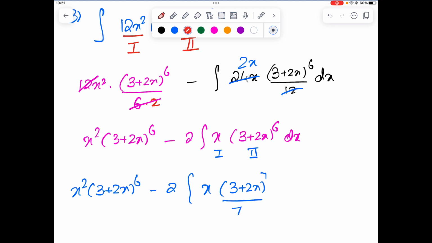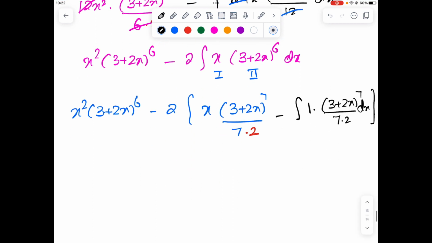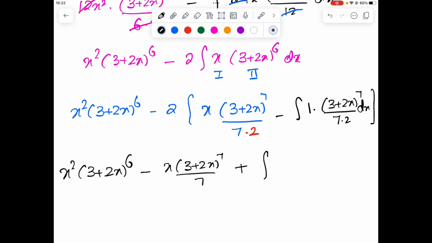Again, derivative of basic function times 2. Then minus integral of derivative of first function, 1. See, it decreased to 1. So (3 plus 2x) carry forward whole to the power of 7 and times 2 dx. So what do I get there? X square (3 plus 2x) whole power 6 minus, multiply 2 and 2 gets cancelled, x times (3 plus 2x) whole to the power of 7 upon 7, minus times minus is plus, integral of (3 plus 2x) whole to the power of 7, 2 gets cancelled, upon 7 dx.